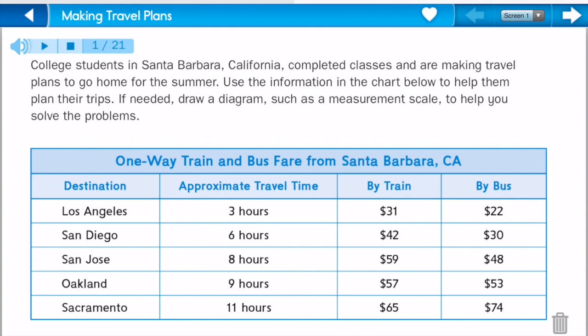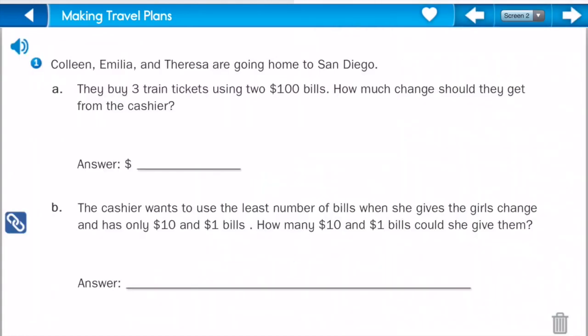What we're going to be doing is referring back to this chart as we do our problems. So let's go look and see what they're asking. Emilia and Teresa are going home to San Diego. They buy 3 train tickets using $200 bills. How much change should they get from the cashier?